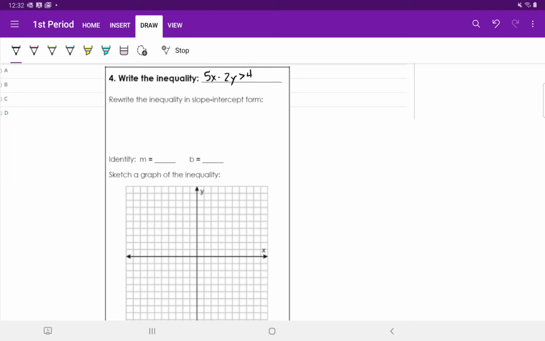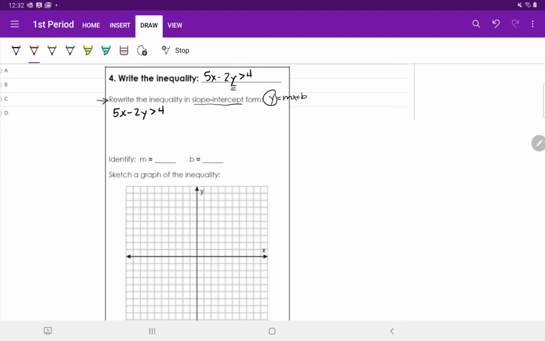Remember, the test paper itself can actually have some hints as to how to get started on the problem. The first hint is rewrite the inequality in slope-intercept form. That means y equals mx plus b. Well, another way to say slope-intercept form is get y by itself on the left. So we need to get this y by itself on the left. So let me rewrite our equation here. We need to get this y by itself.